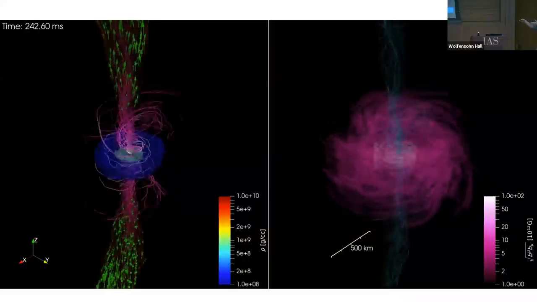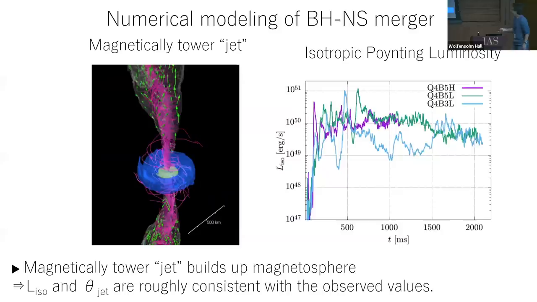But the torus keeps expanding. So we observe the magnetic tower jet build up the magnetosphere, and then the isotropic Poynting luminosity steeply increases up to 10^50 or 10^51 erg per second. And we measure the jet or outflow opening angle, and it is about 10 degrees. So the isotropic equivalent luminosity and the jet opening angle are roughly consistent with the observed values of short gamma-ray bursts.